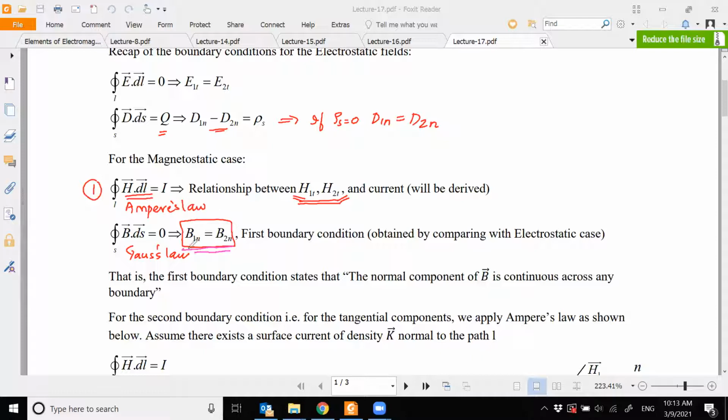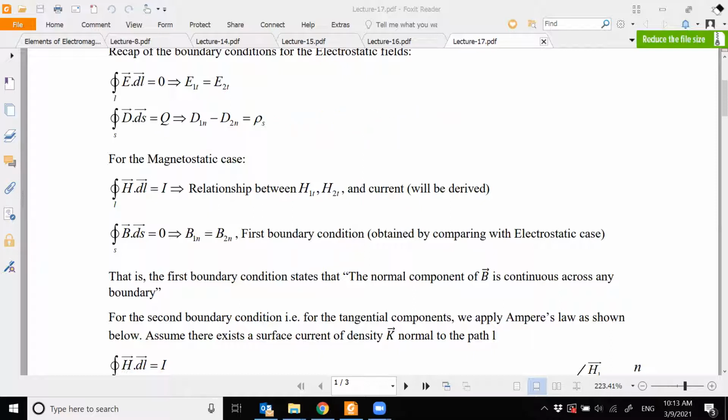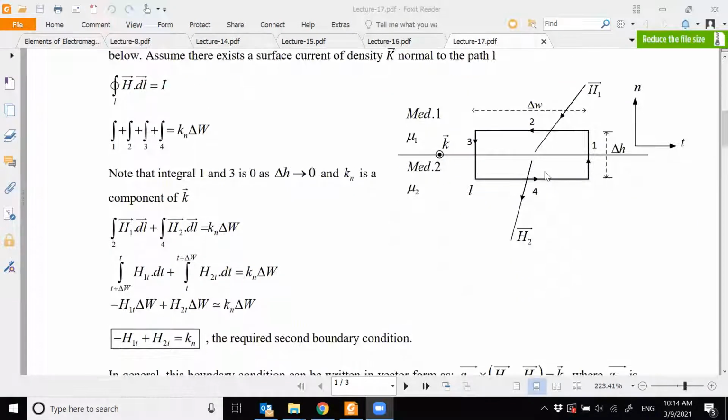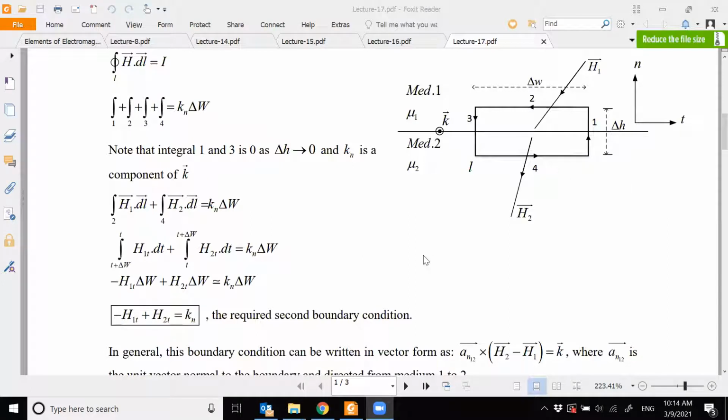If you want, you can go and look at this derivation in the textbook, but it will be very similar to the derivation that we already did here. Okay, so now let's look at how we get the second boundary condition, which is H1 tangential is equal to H2 tangential. Here again, the method is the same. The method is the same as how we did it for electrostatics. So we start with a boundary. So if you see here, this is my boundary.